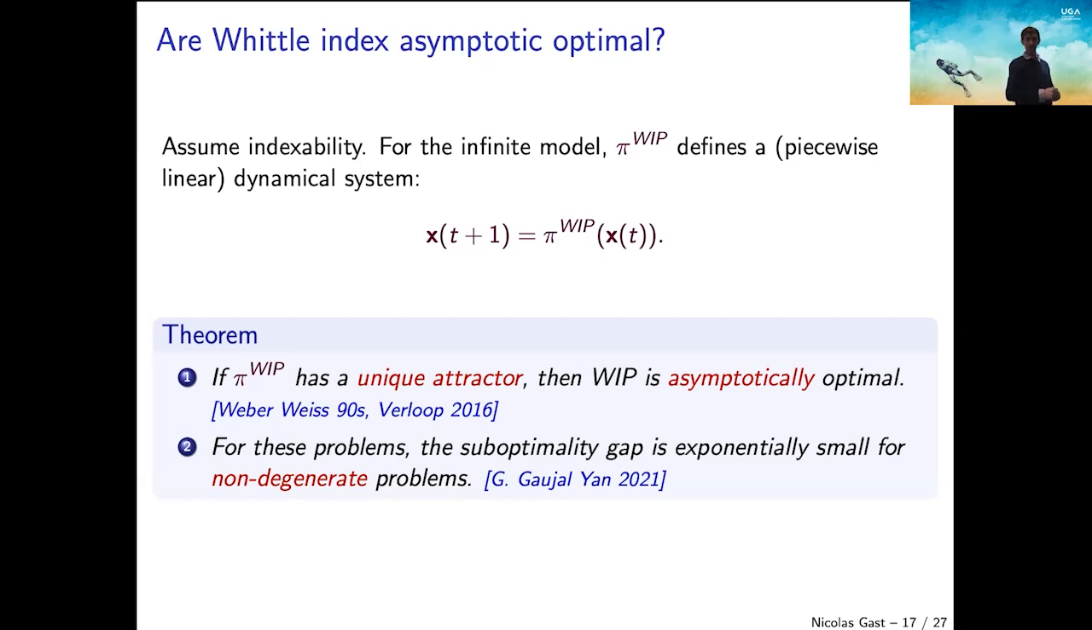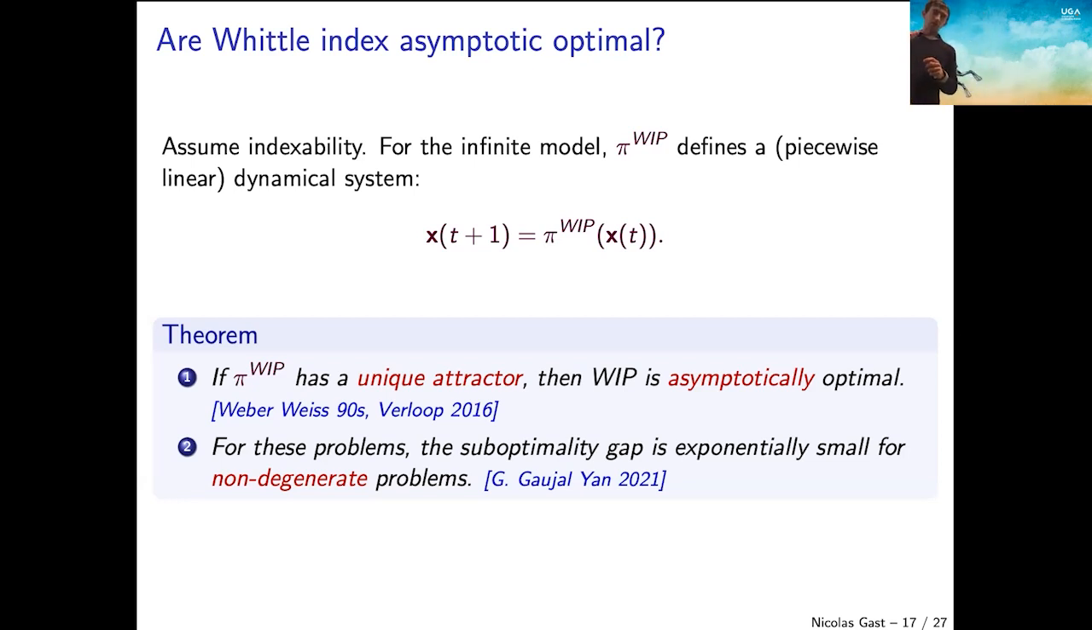And so it's related to the original system with size n in the sense that it's the expected variation of the x. Meaning that pi^Whip of big x is the expectation of x_{t+1}, knowing that I start in x_t.